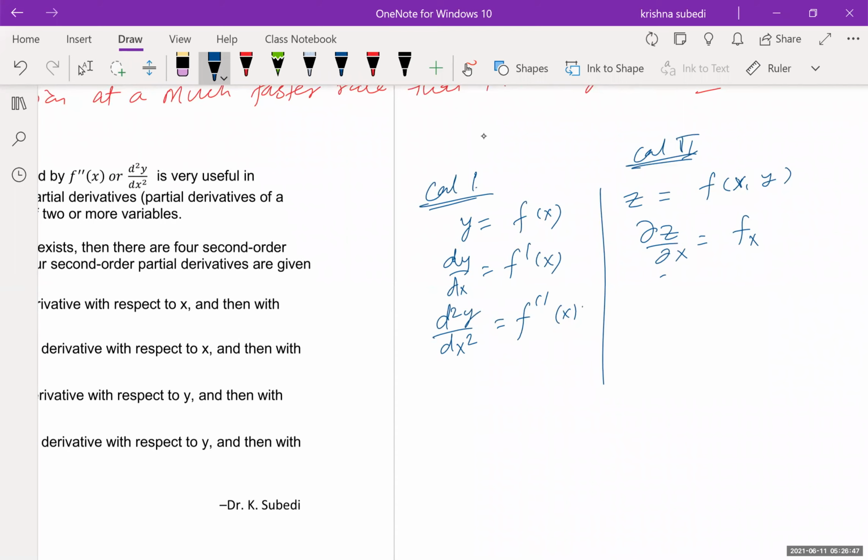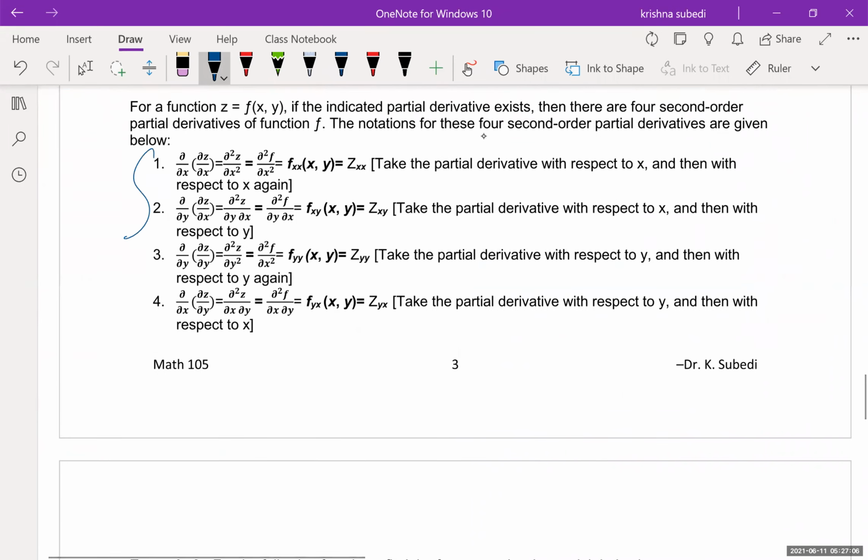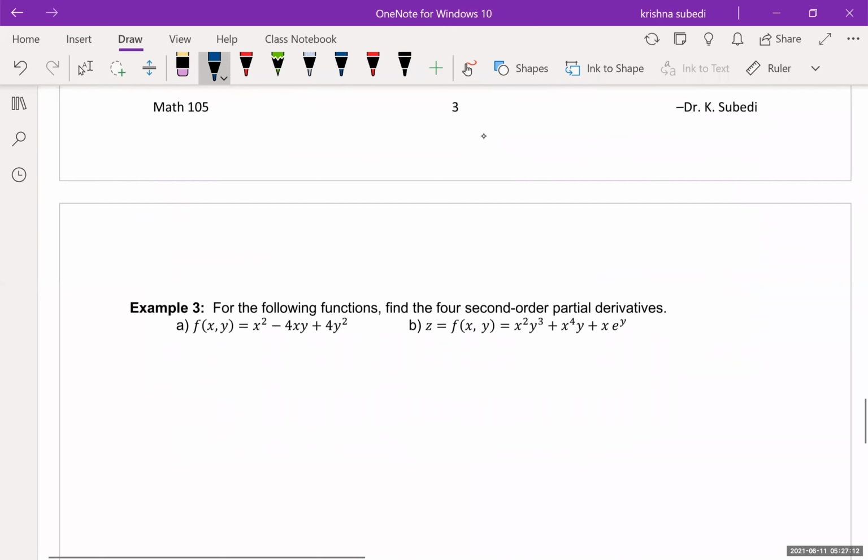And one of them is d2z over dx squared. There are 4 different second order partial derivatives, and one of them is this. That's how we do. Okay, here is the notation. You can actually look at this by yourself, but when we are solving this problem, then we will look into the notation as well as how to find it.